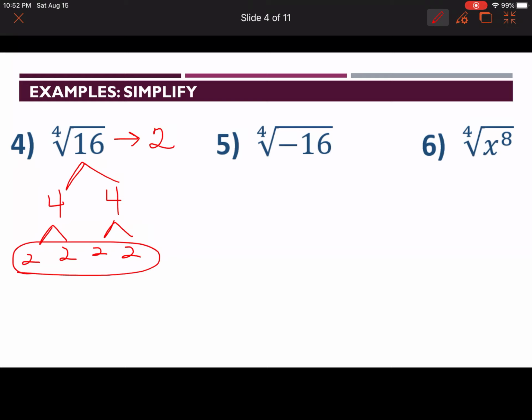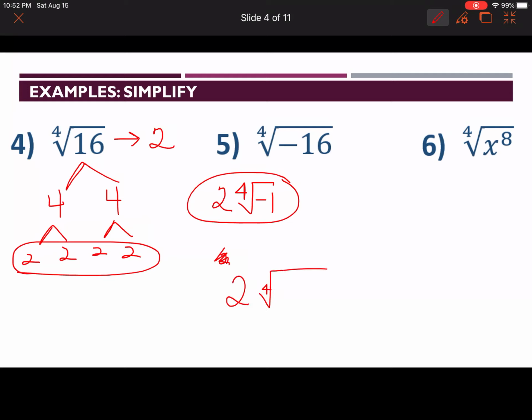Now, notice the difference between 4 and 5. We have a negative here. Okay, and because that index is even, I have to keep the negative underneath the radical. So the answer is the fourth root of negative 1. And I already know that the fourth root of 16 is 2, so I'm going to just put that 2 in the front. So it's a 2, and then the fourth root of negative 1, and that negative 1 has to stay because you can't take the fourth root or an even index of a negative.